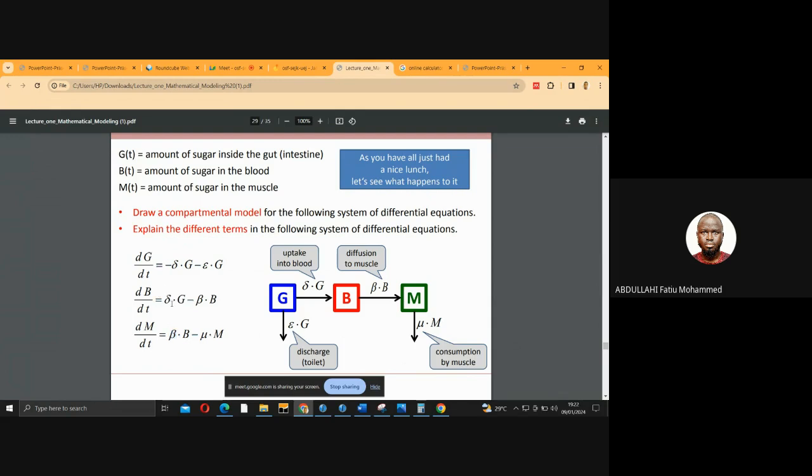As for the muscle as well, it's supposed to be a minus mu M because it is leaving. Except maybe you are saying we just need to put the remnant of what is left from the previous equation into it. Maybe that's why it's there. So that's my own understanding.